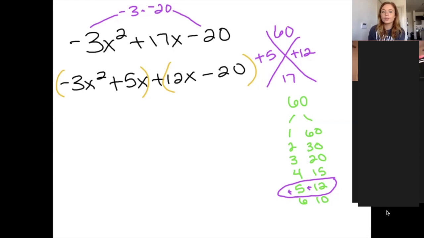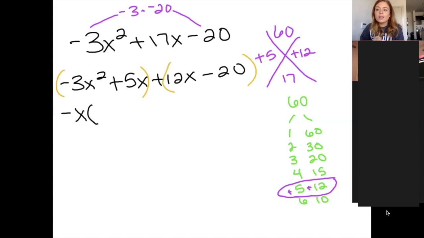Can you repeat that? What's the GCF of our first group? Negative 3x squared plus 5x. It's just an x. That's all they share. Now, here's my tip for you on ones like this: if there's a negative in the front, factor out that negative at the beginning. So let's take out a whole negative x.